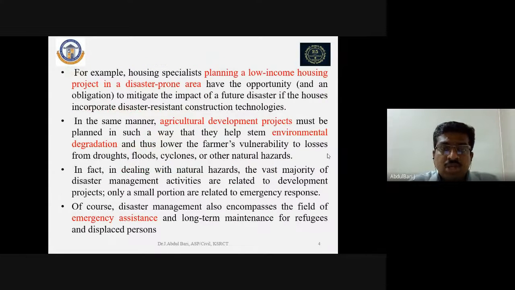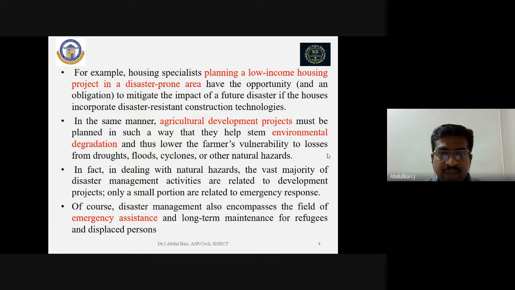For example, a housing specialist planning a low-income housing project in a disaster-prone area has an opportunity to mitigate the impact of a future disaster if the houses incorporate disaster-resistant construction technology. So if a person is going to build a house in a disaster-prone area, he or she can build it with modern disaster-resistant construction technologies. Many such construction technologies are available, and people will be looking into them.